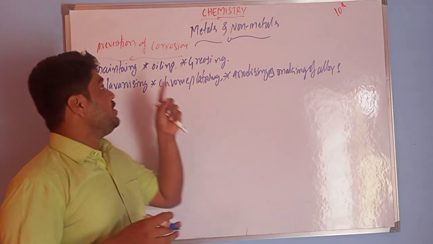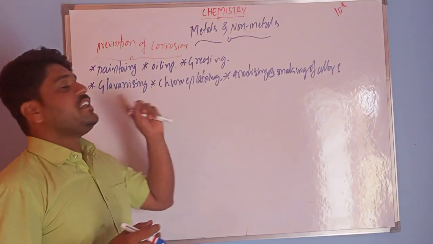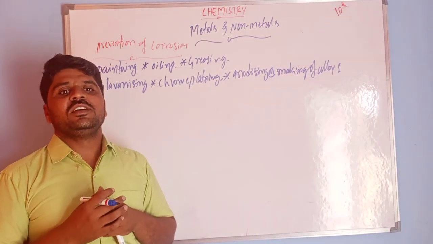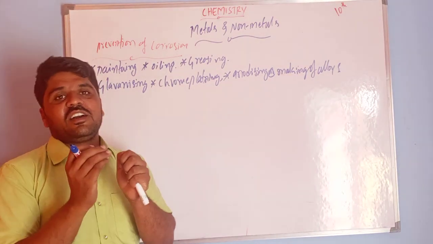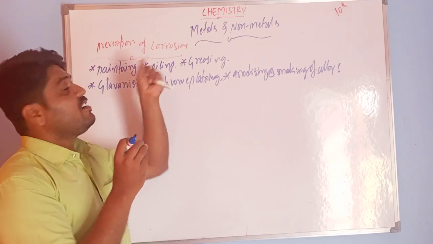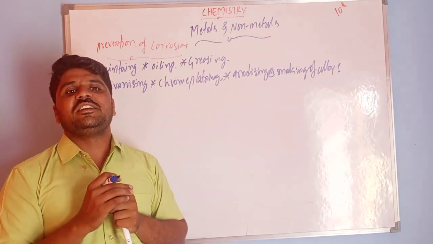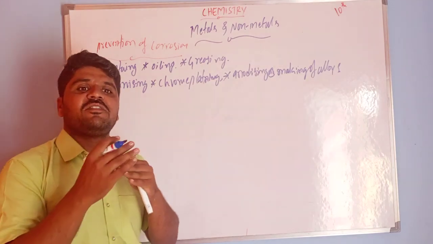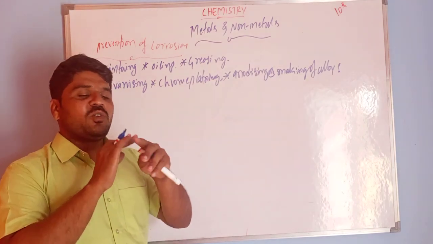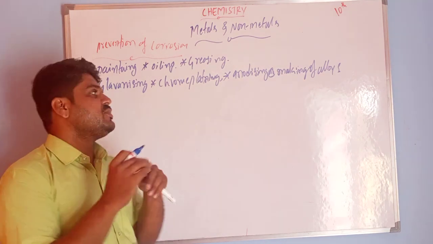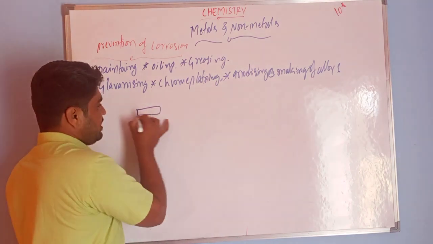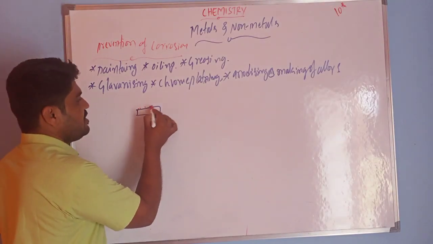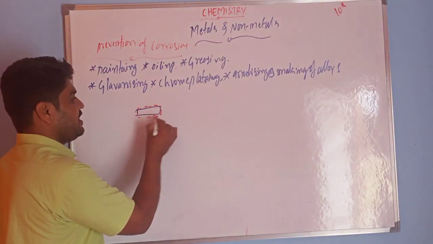In that, we know generally painting, oiling, greasing. Now what is galvanizing? Galvanizing is a prevention method used for corrosion. It protects steel and iron from rusting by coating them with zinc. So if one metal is there, zinc is coated on this metal.